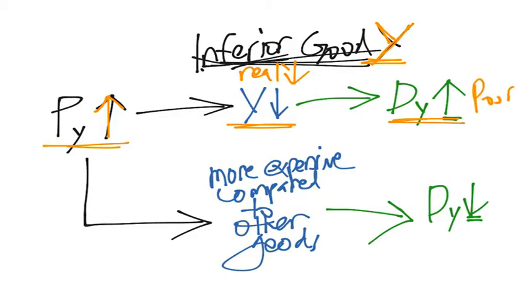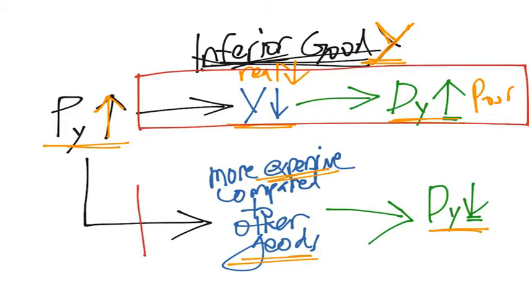Okay, now the next part. When the price of an inferior good increases, it becomes more expensive compared to other goods. And when the price increases, it gets expensive, so you demand less of Y. Understand? Now, same thing, now we'll look into the income and substitution effect. So this is the income effect, this is the substitution effect.